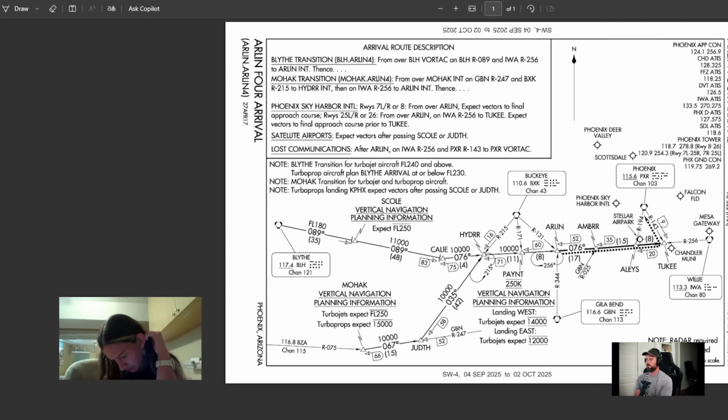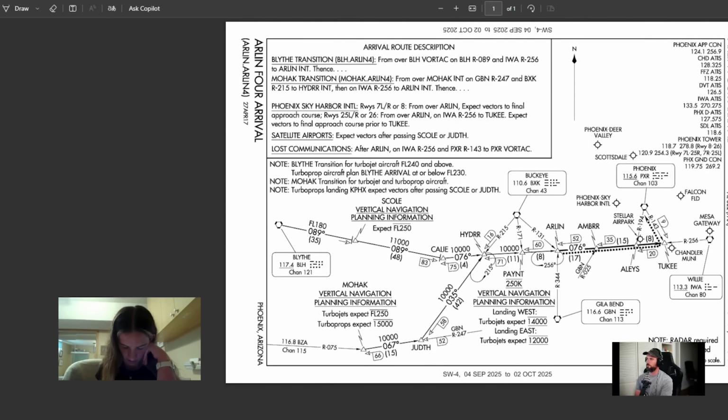Let me look. We need radar and we need DME, which we could do. Transition for turbojet and turboprop aircraft. Altitudes are a little high. Yeah, so we got some high altitudes, but there's nothing on this chart that specifically says no props, no turbojets. Sometimes they do have that, but this one doesn't.